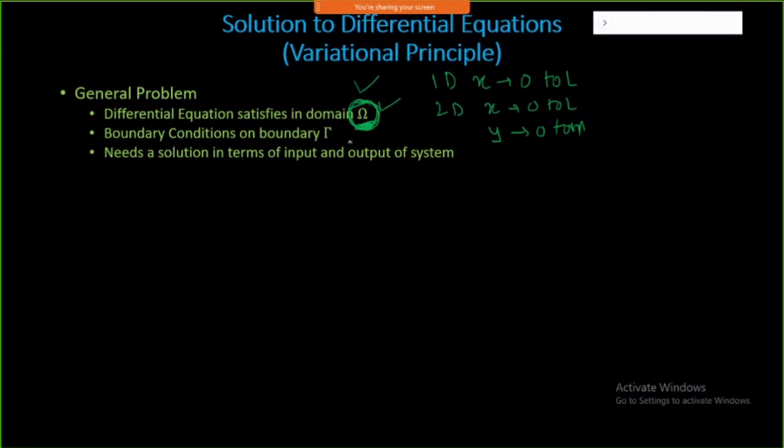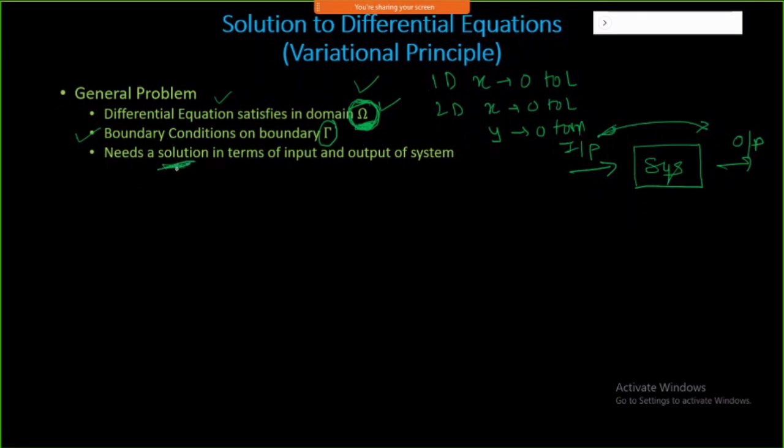Similarly, once I have the differential equation over a certain domain, there are certain boundary conditions within which that particular behavior is to be captured. That is what is represented by this tau symbol. And actually this is my system. I'm going to provide some input, I'm going to get the output, and I want to create a relation between this input and output. And that relation is nothing but the solution of your problem.